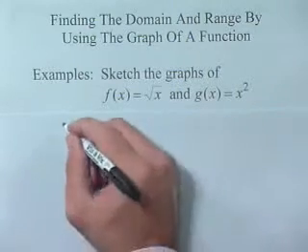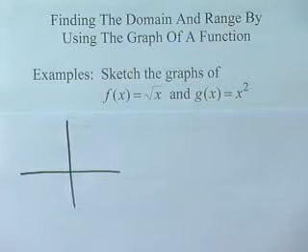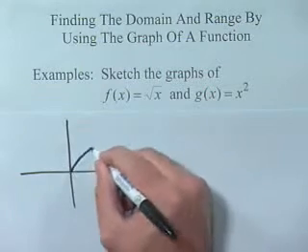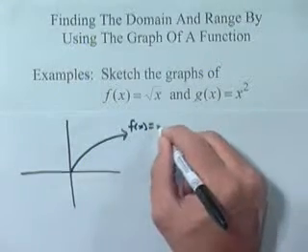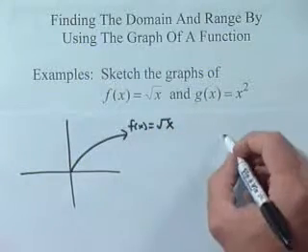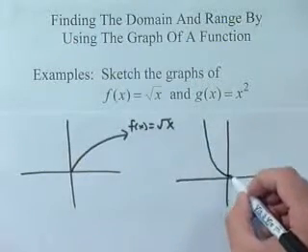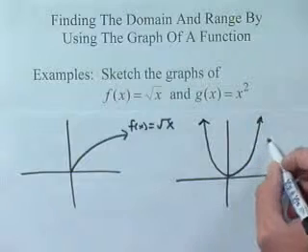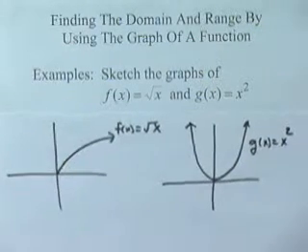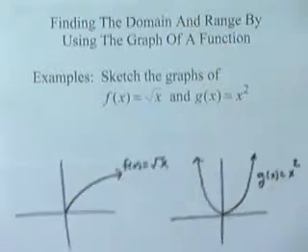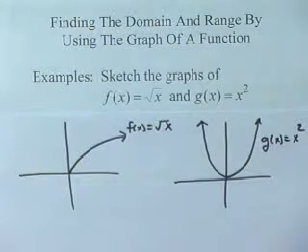Remember last time we sketched these two functions by getting a table of values and plotting points. And remember, the square root of x looks something like this. Okay? And x squared looks something like this. Okay? And what we're asked to figure out is we want to find the domain and range. Okay? That's our goal here. Find the domain of the function, find the range.